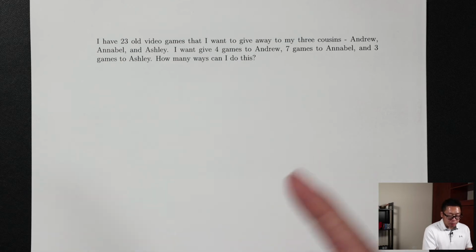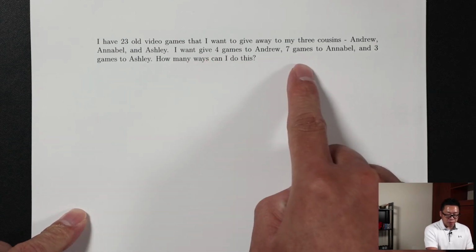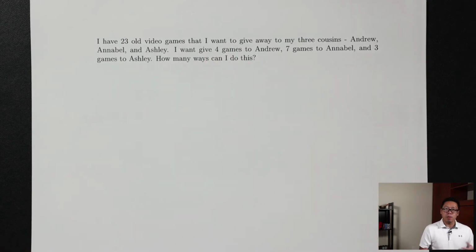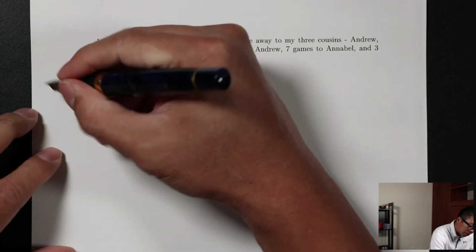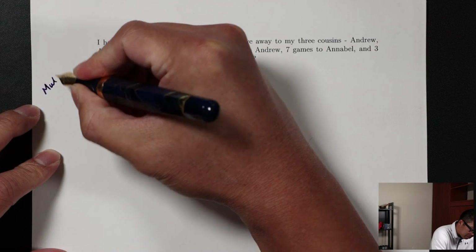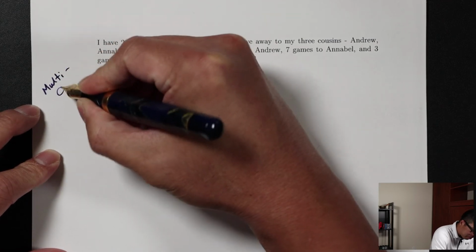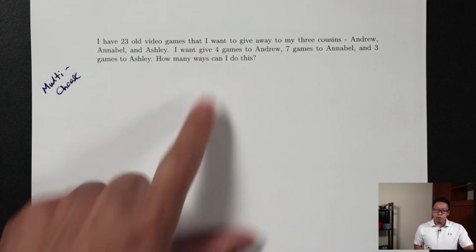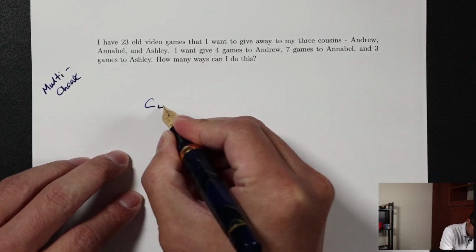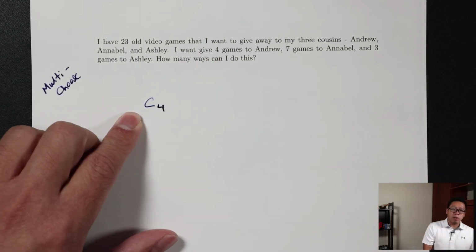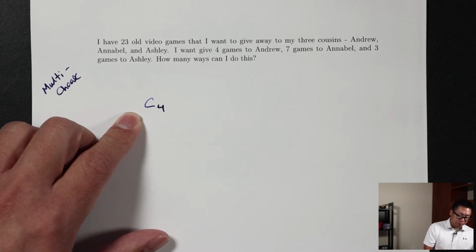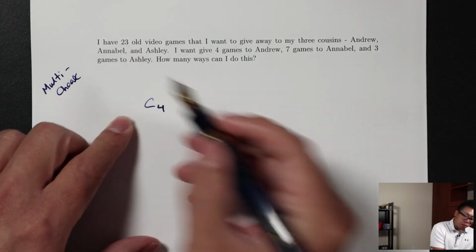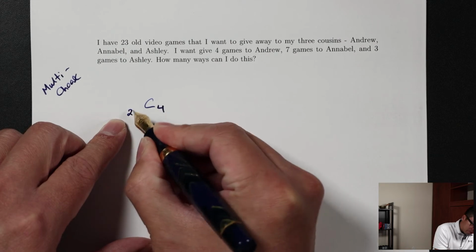And because I'm going to be choosing 4 for Andrew, 7 for Annabelle, and 3 for Ashley, we're choosing multiple times. This is a multi-choose. Okay, so for Andrew, I'm going to pick 4. And then the first number, how many total do I have to choose from? 23 games total. So 23 choose 4.